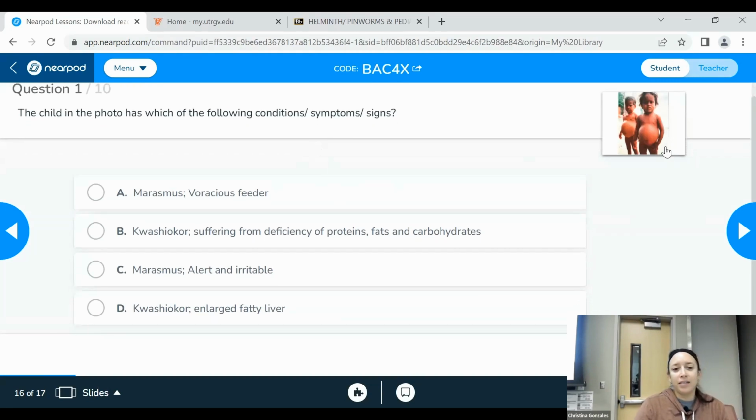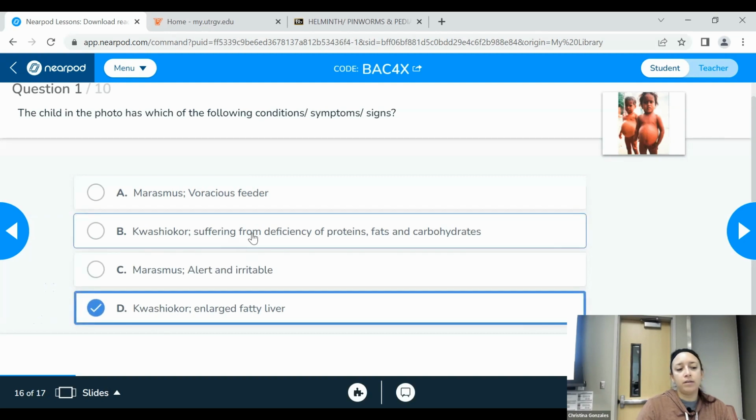Okay, so which one is this? Kwashiorkor, and which one of the kwashiorkors is correct? Okay, why is this one incorrect? Is it protein? It's just protein for kwashiorkor. It's just protein deficiency. For marasmus, it's an across-the-board nutritional deficiency.